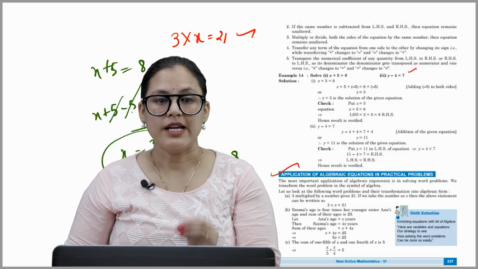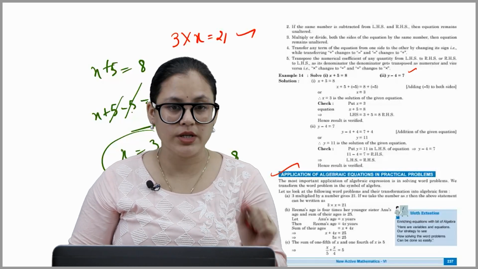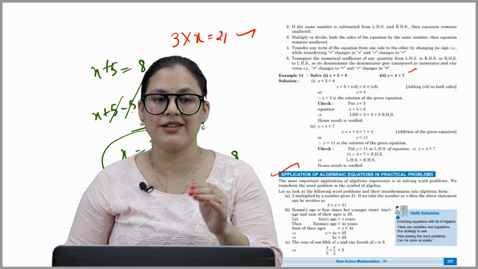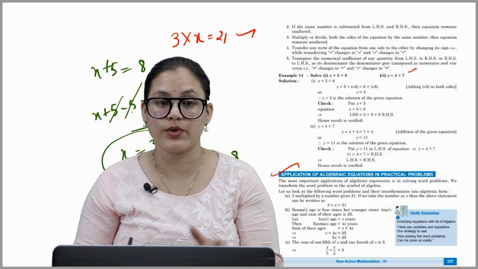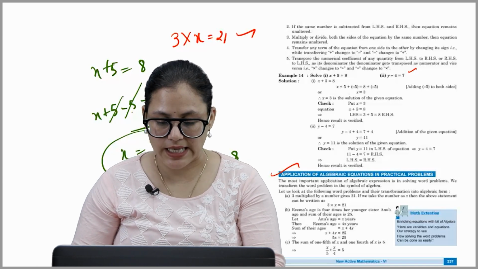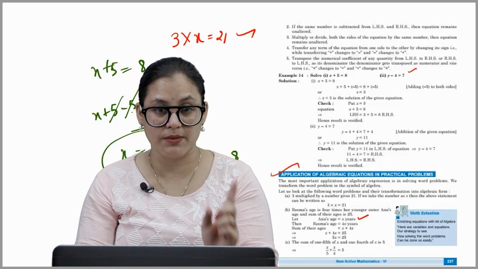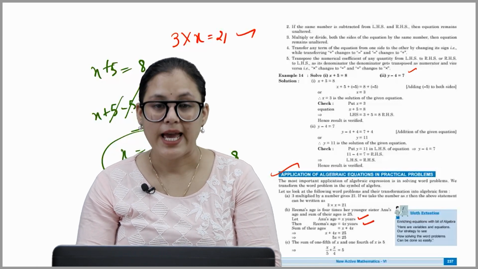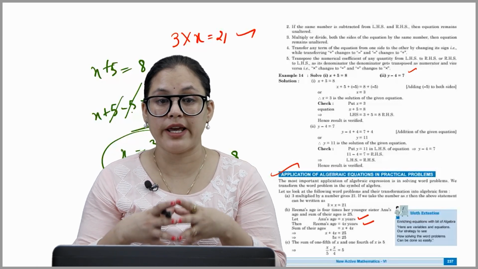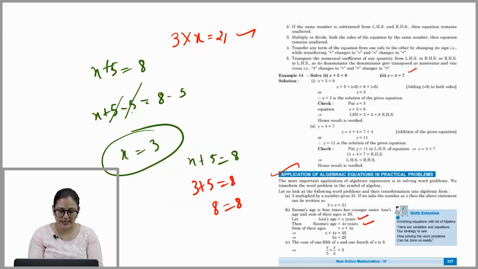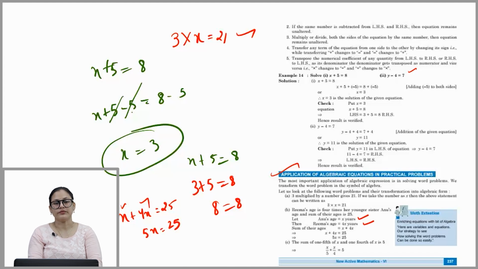B: Rima's age is 4 times her younger sister Anu's age, and the sum of their ages is 25. So let Anu's age be x. Rima is 4 times, so 4x, and the sum of their ages is 25, that is x + 4x = 25. x + 4x is 5x = 25.